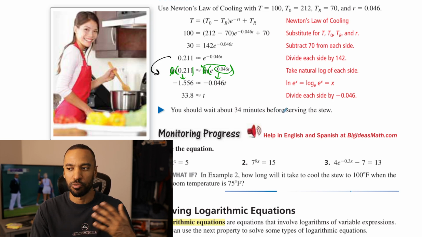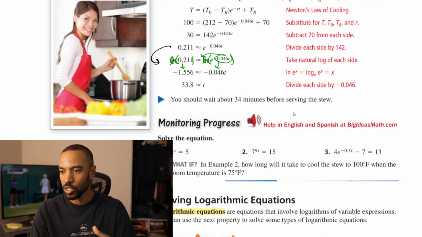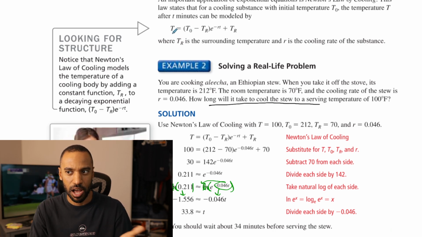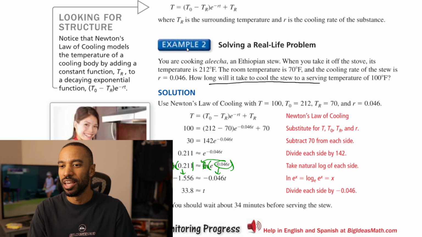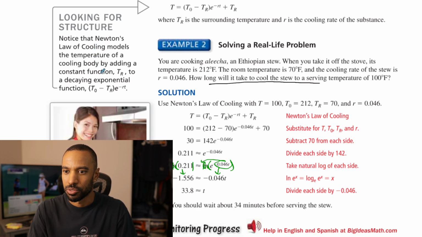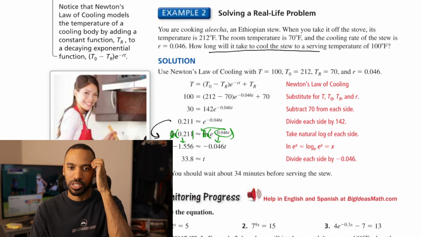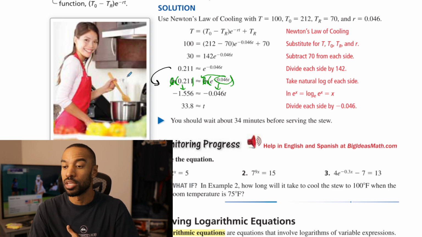So about 34 minutes before serving the stew, apparently. So I don't know if we have to use this exact formula. Obviously, I'm going to go back, copy and paste it. I don't remember it. It's my first time ever seeing this. I don't have much to say on it. So if we have to use it again, I'll copy and paste. If we have other word problems of the set, we're going to be ready to solve.